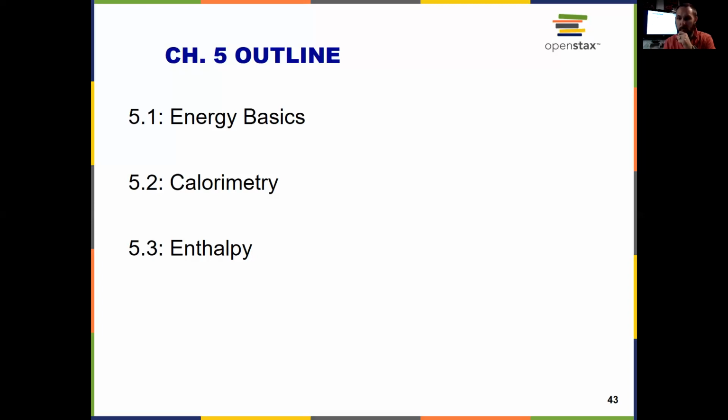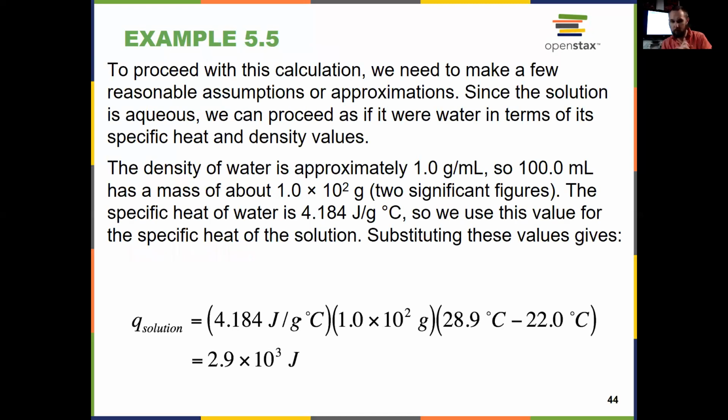Okay, but first I wanted to pick up with the problem that we had left off with at the end of that lecture where we started Chapter 5. And this was a discussion about the heat of a reaction. Okay, and we had solved for the heat of the solution, right? The fact that it was an exothermic reaction, so the solution increased in temperature. Okay, we got a final answer of 2.9 times 10 to the third joules.